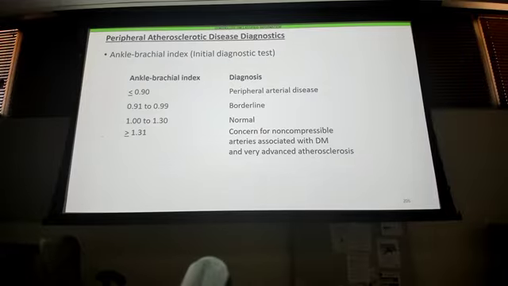And we talked about one of the ways you diagnose this is you do the ankle brachial index, where you're taking the blood pressure of the upper extremity and comparing that to the lower extremity, and then you get your ratio. Knowing, okay, if I have a ratio of less than or equal to 0.9, this is indicative of peripheral arterial disease. If it's greater than 1.3, then that also is a concern for peripheral arterial disease. If I'm in the 0.91 to 0.99, this is borderline. If it's 1 to 1.3, then that's normal.